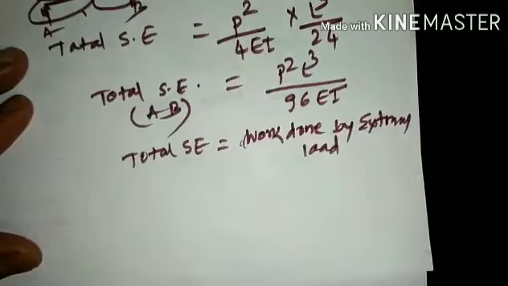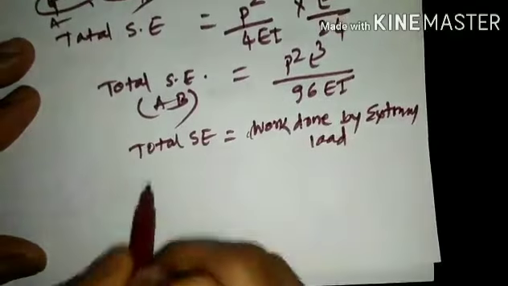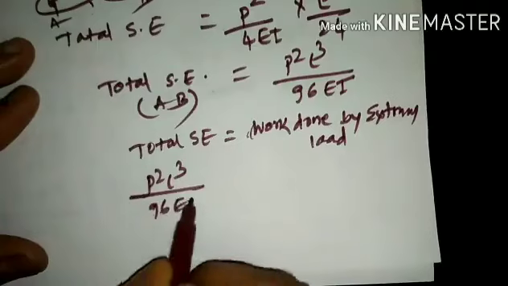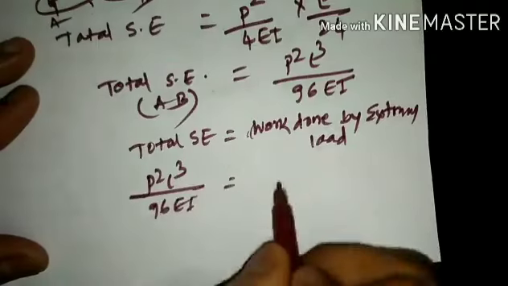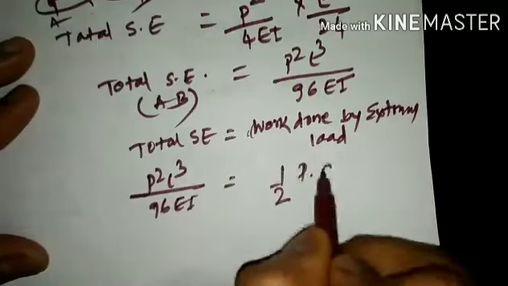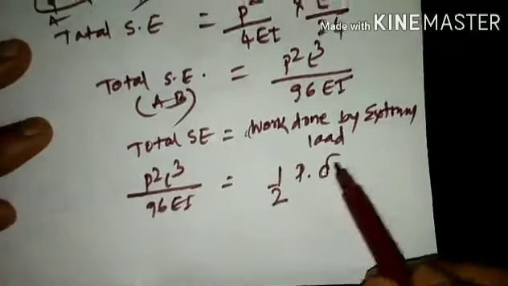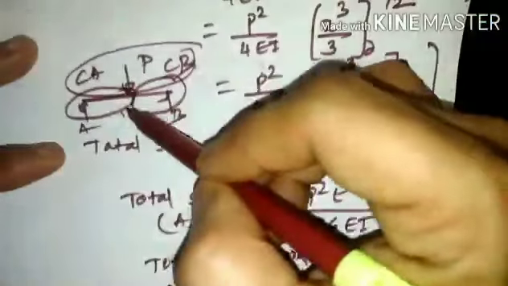Work done by external load, which is P square L cube divided by 96 EI. So what is work done by external load? Half P into delta. So here this delta is the position where I had considered. So that is C to A.